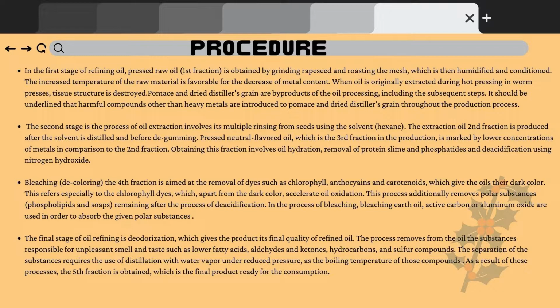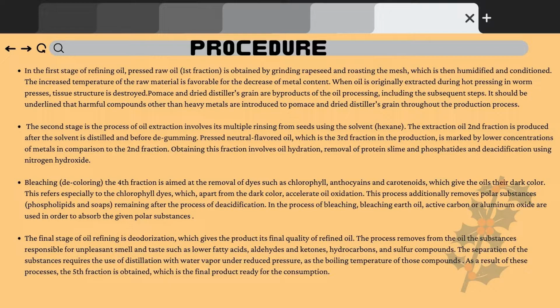Pressed neutral flavour oil, which is the third fraction in the production, is marked by lower concentration of metal in comparison to the second fraction. Obtaining the fraction involves oil hydration, removal of protein slime and phosphate, and deacidification using sodium hydroxide. The fourth fraction is bleaching.